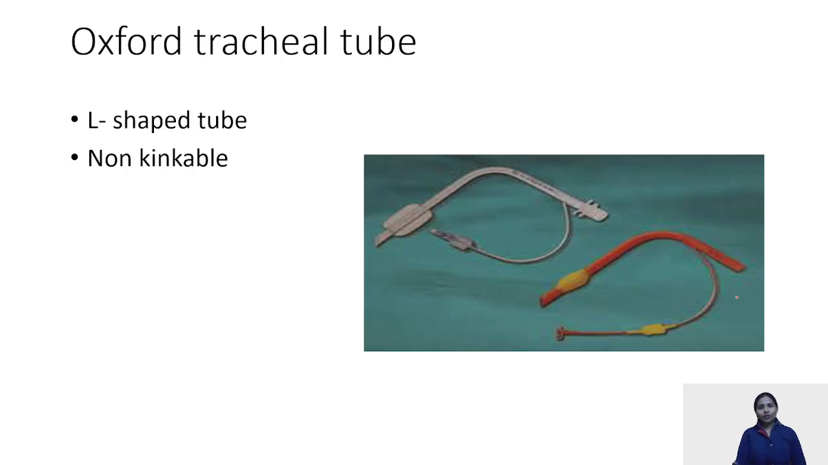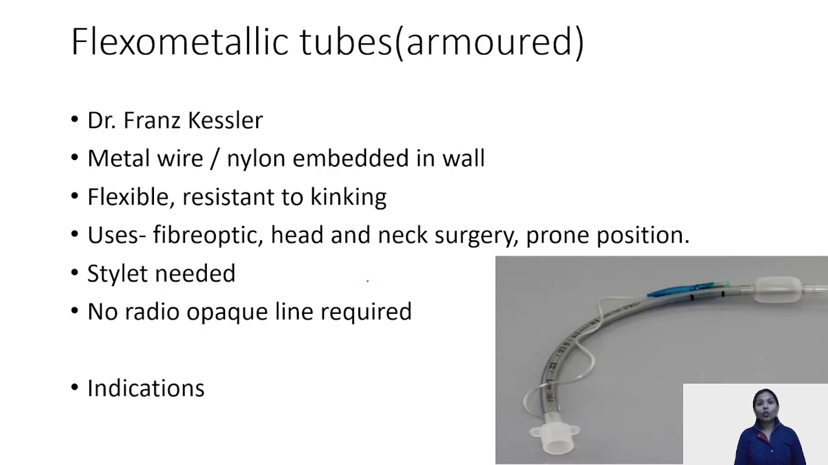Then there are various kinds of endotracheal tube. The images are important. Okay. You have the Oxford tracheal tube. This is the L-shaped tube, an L-shaped tube which is non-kinkable. You have the flexometallic armored tube. Armored because it has a metallic wire embedded inside this tube, or a nylon wire embedded in the wall of this tube, such that this tube is flexometallic and does not kink, and thus this can be used.